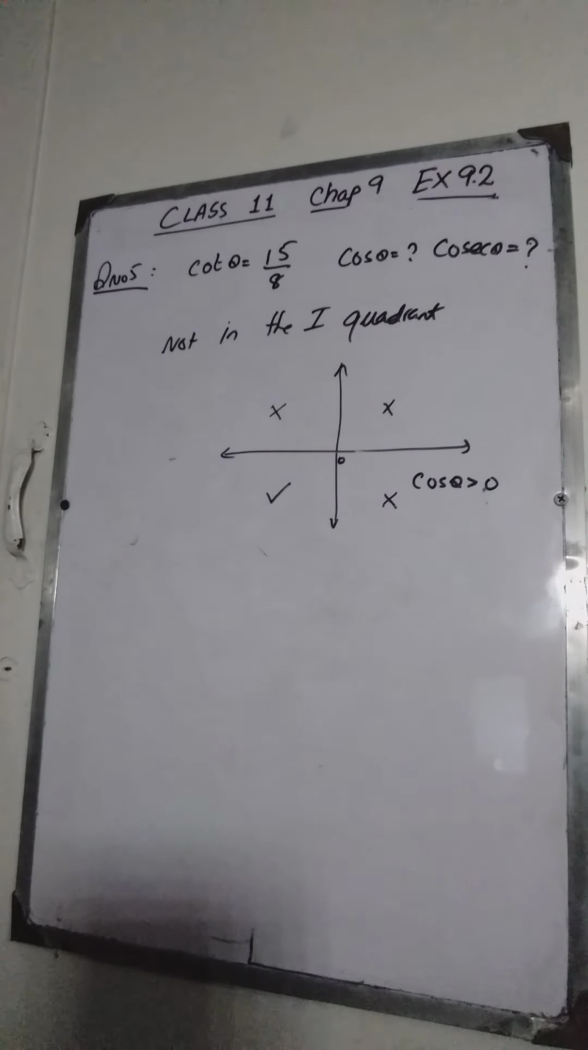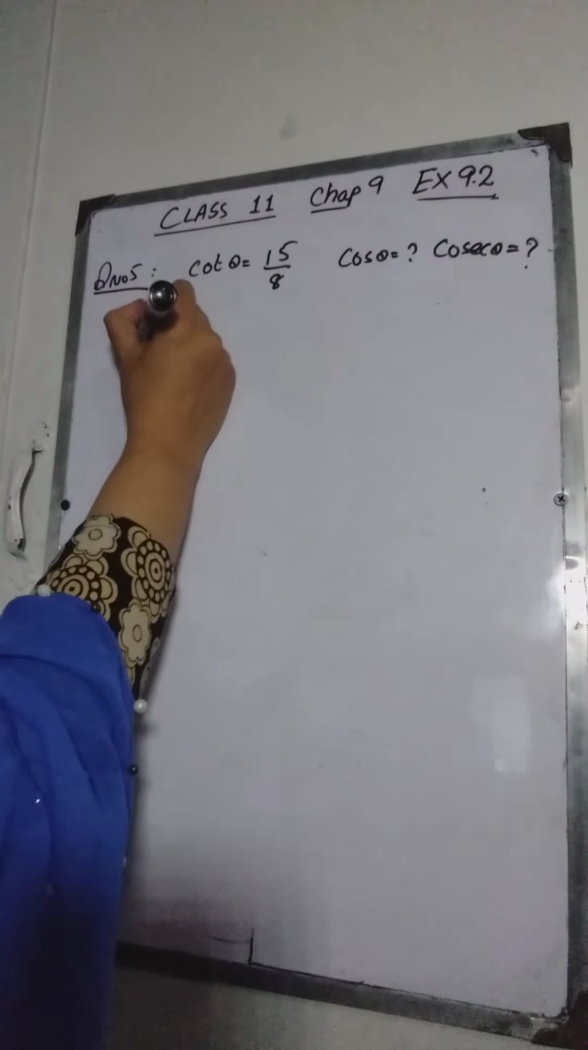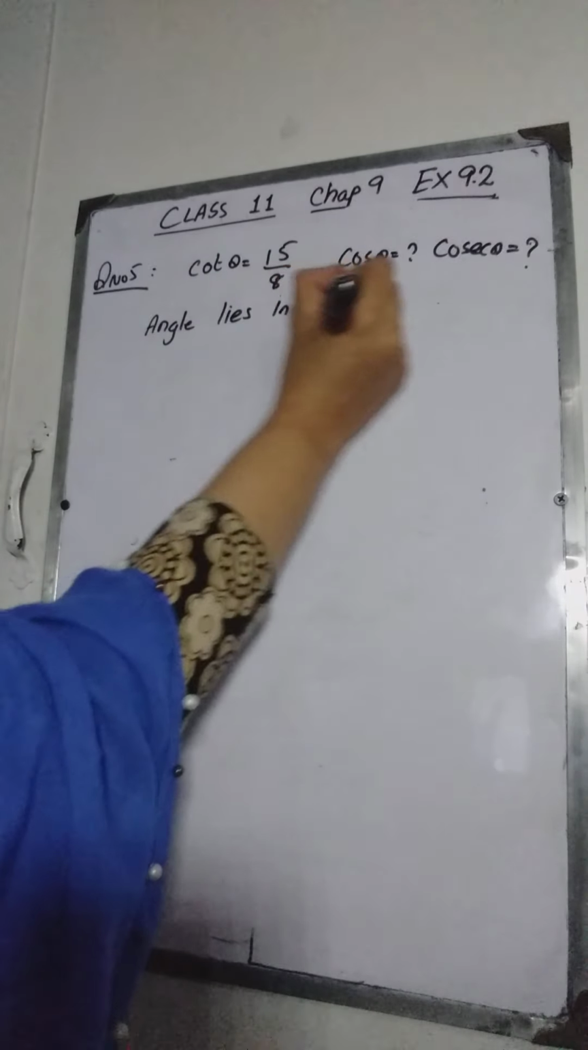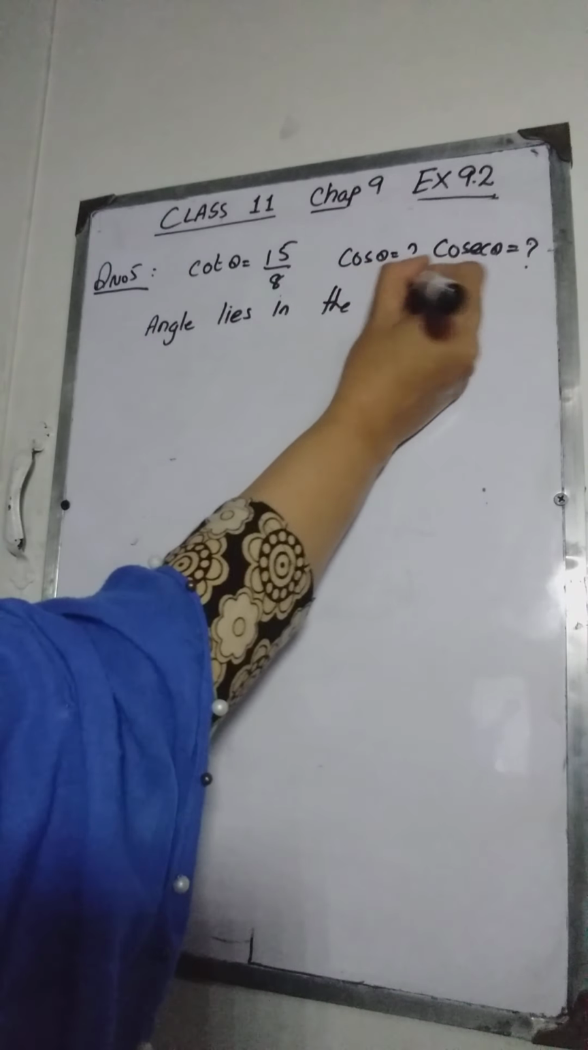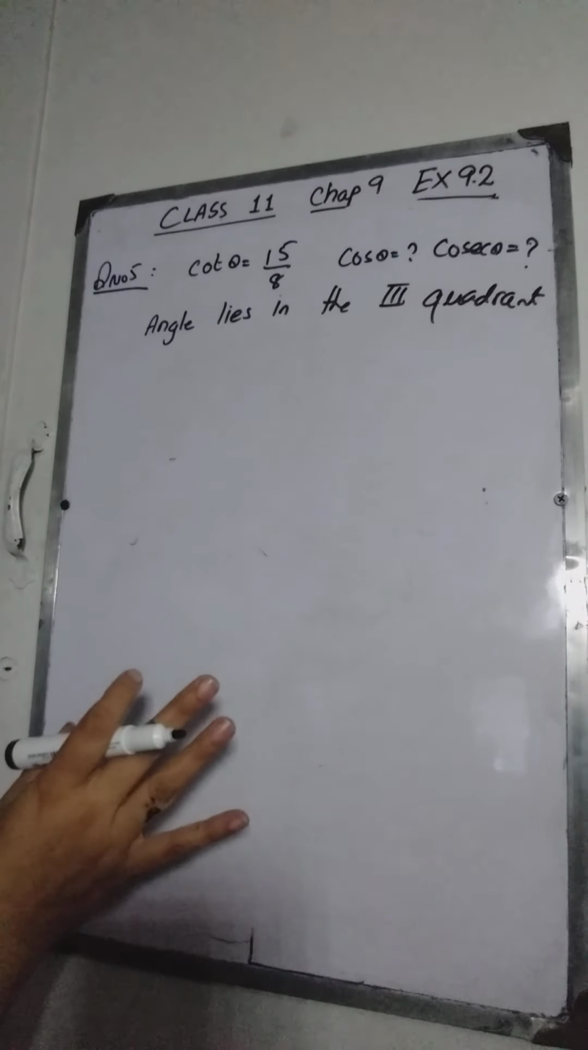So this is how we determine the quadrant in which the angle lies. After discussing all this, it means that the angle lies in the third quadrant, because cot is positive in the first and third quadrant only, and they have told us that the angle is not in the first quadrant. Then the only choice which is left with us is that the angle is in the third quadrant.